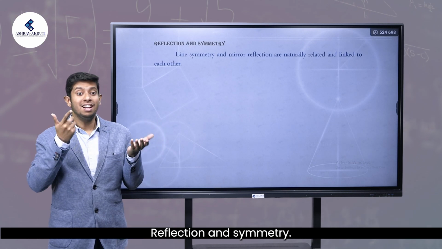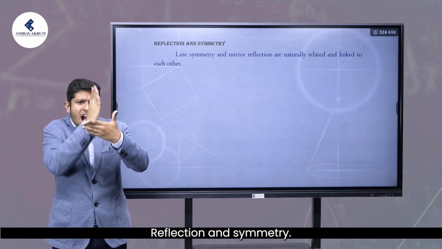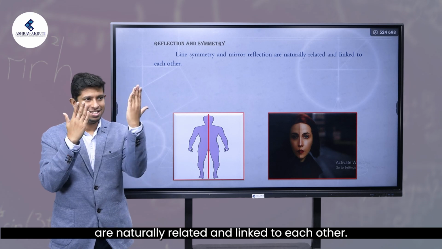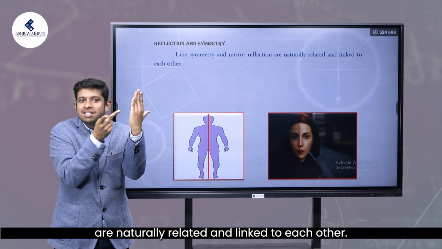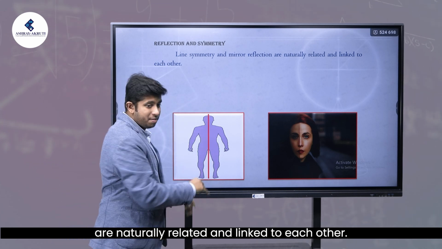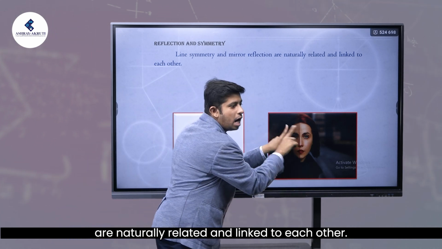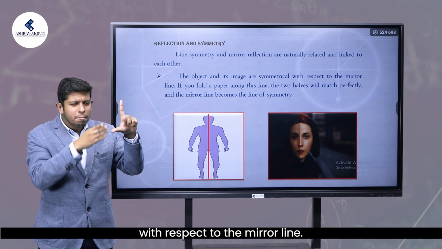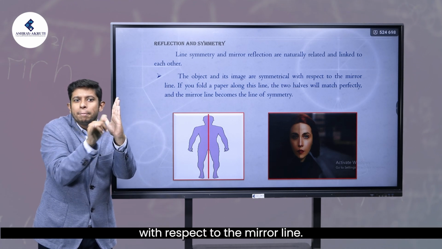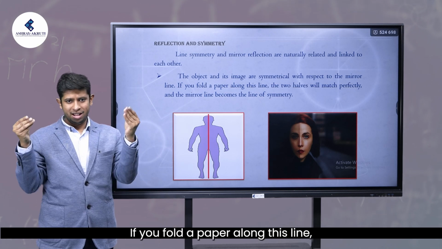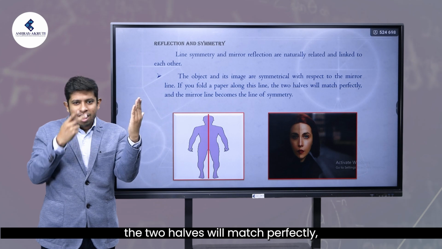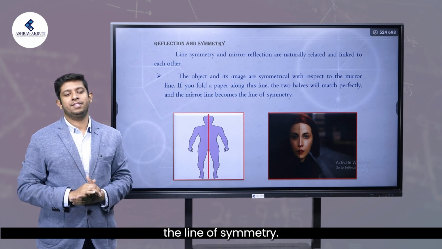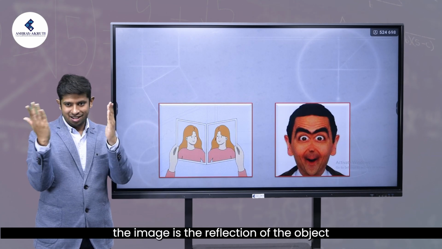Now we will understand reflection and symmetry. Line symmetry and mirror reflection are naturally related and linked to each other. The object and its image are symmetrical with respect to the mirror line. If you fold a paper along this line, the two halves will match perfectly and the mirror line becomes the line of symmetry. In this case, the image is the reflection of the object in the mirror line.